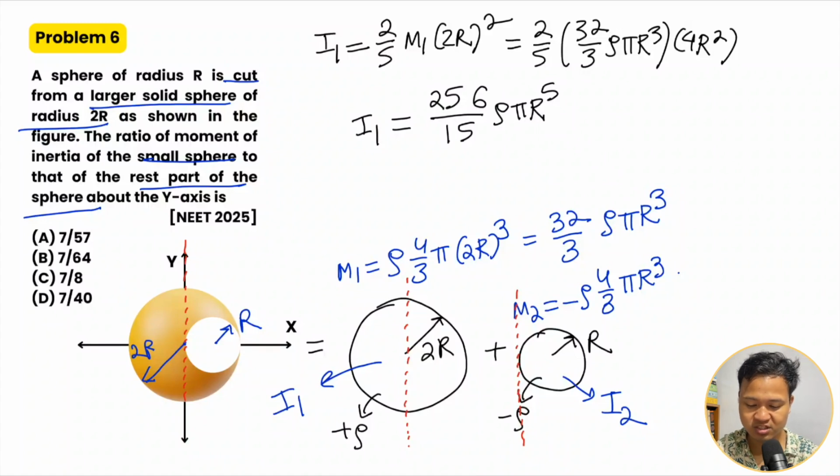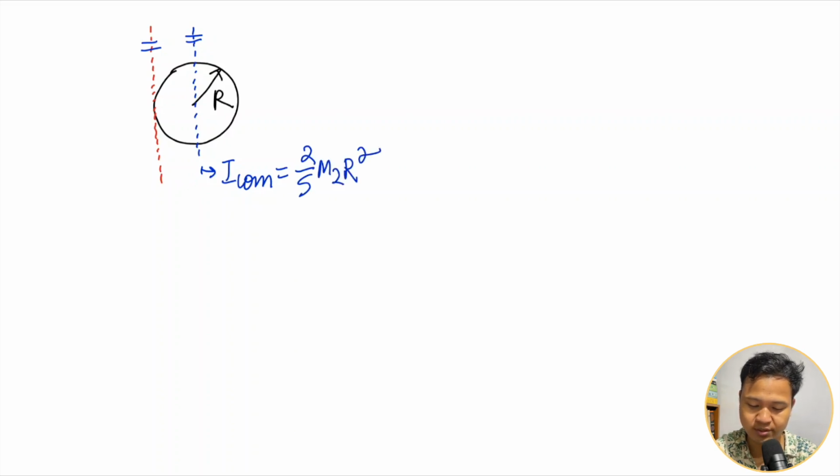Now for the smaller sphere, the cavity, I have the radius r. The axis of rotation is about the tangent. So we have to use the parallel axis theorem. We have to choose an axis passing through the center of mass and parallel to the given axis. About the center of mass, it is 2 by 5 m r square, so 2 by 5 M2 into r squared.